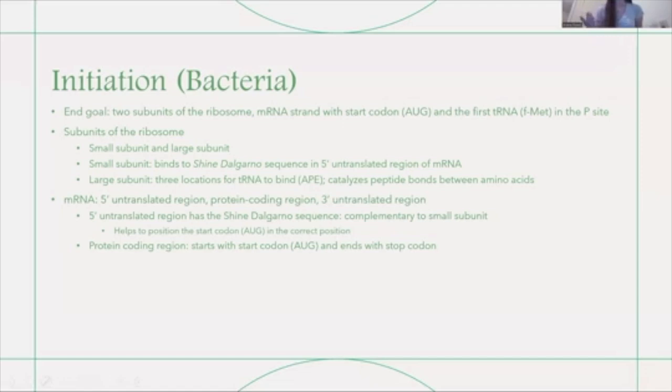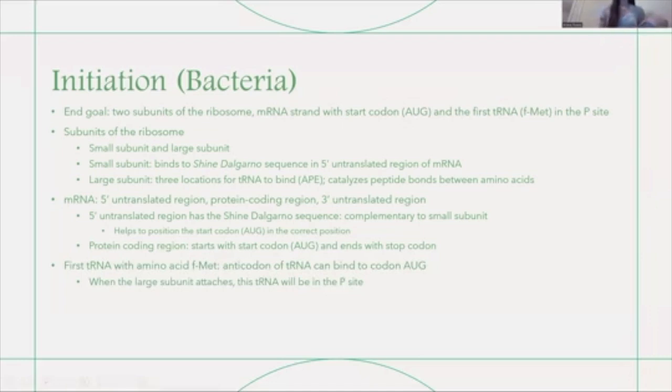And the next one we're going to look at is protein coding region. And this is just the part that's turning into a protein. Starts with the start codon, ends with the stop codon. Everything in the middle are those amino acids. And then looking at our first tRNA, we know it's loaded with an amino acid called F-methionine. And that anticodon of tRNA is able to bind to the codon AUG, which is our start codon. And when your large subunit comes in, the tRNA is going to be in the middle site, also called the P site.